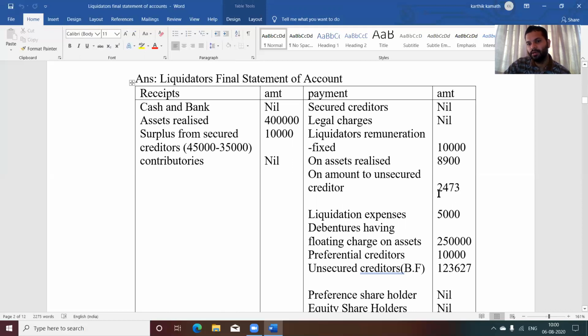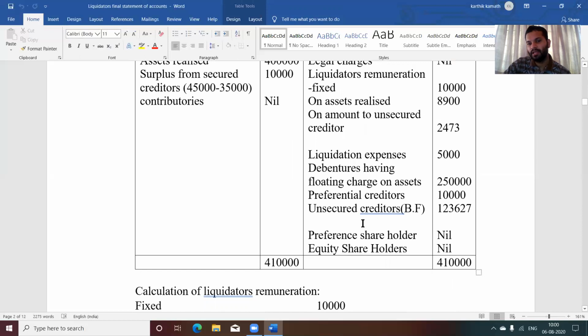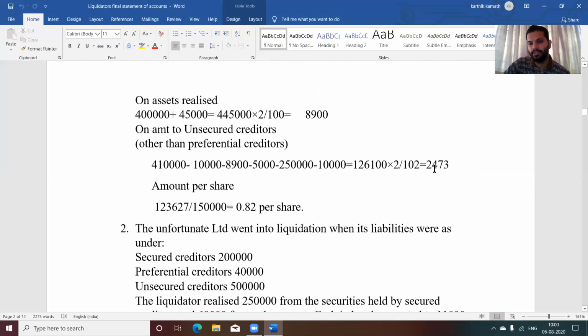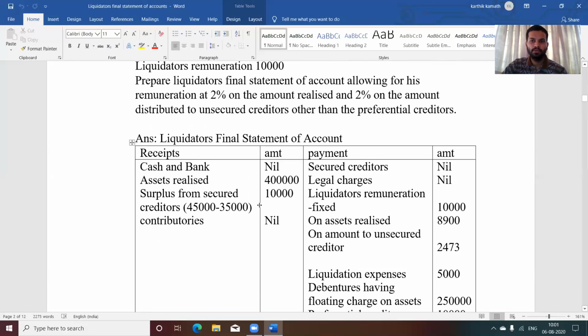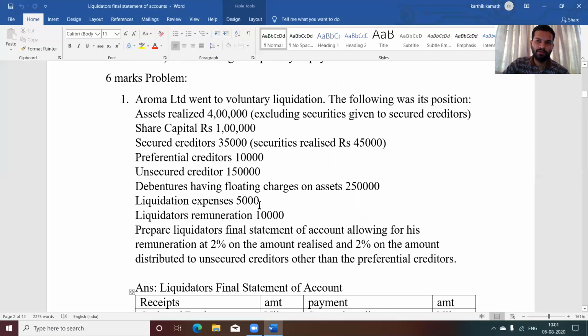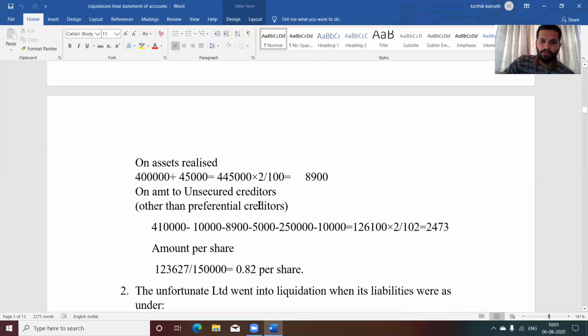So enter this amount here. Now you can easily calculate the final balancing figure, that is unsecured creditor: receipt minus payment side, all the adjustments, or else directly 1,26,100 minus 2,473, you will get 1,23,627 as unsecured creditor. And if you want to see the amount per share, 1,23,627 divided by the original amount, that is unsecured creditor 1,50,000, you will get 0.82 per share. So this is how you calculate the liquidator's final statement of account, a 6-mark problem. It is a very easy problem, you can do it on your own.